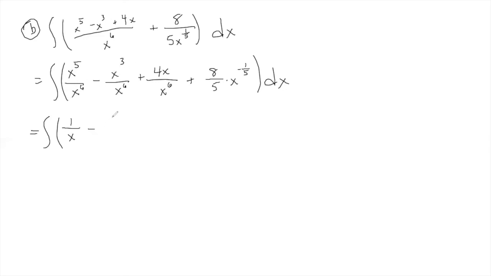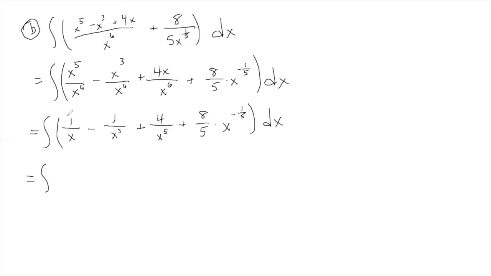X to the 3rd over x to the 6th is 1 over x to the 3rd, because I'm just subtracting. 4 over x to the 5th, because you get 1 minus 5, so the 5 stays down on the bottom. And then I still have 8/5 times x to the negative 1/5. And now the last thing I want to do is rewrite these so that everything is sort of up at the top level. I want to make sure that it's written this way and without x's in the denominator.